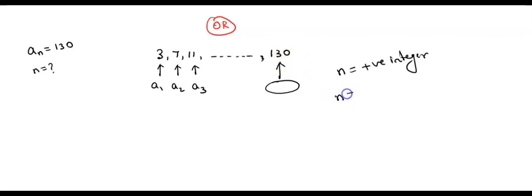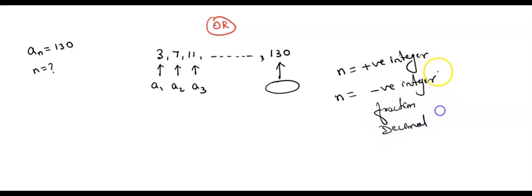In case you get the value of n as a negative integer, or you get any fraction, or you get any decimal, then the given term is not a term of the given AP. You need the value of n to be a positive integer only.